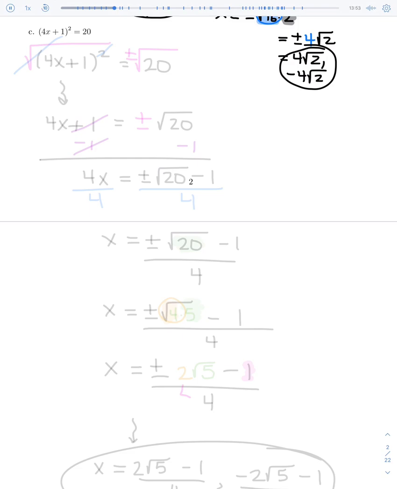Continuing along, let's take a look at problem C. In problem C, we still have something similar, even though it looks more complicated. We have (4x + 1) squared equals 20. And the idea is we do have something squared. It is by itself, so you can still do the same thing. You can take the square root of both sides. Just don't forget your plus or minus symbol. Because it's squared, you should still have 2 answers.